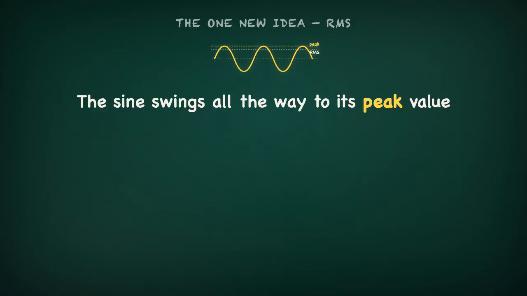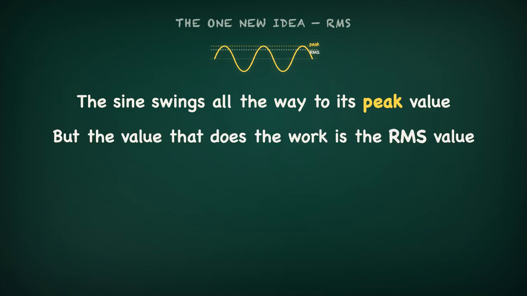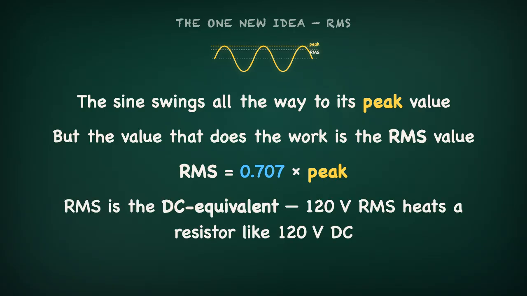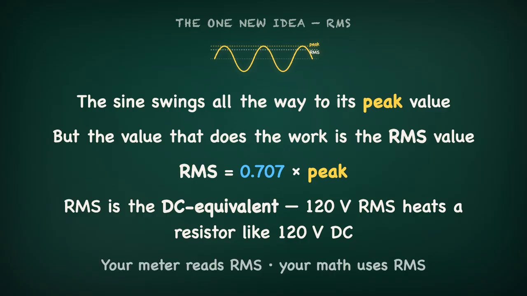Now, the sine wave swings all the way up to its peak value, but that peak only happens for an instant. The value that actually does the work is called the RMS value. RMS equals 0.707 times the peak. Why RMS? Because it's the DC equivalent. 120 volts RMS heats a resistor exactly like 120 volts of DC would. That's the key. Your meter reads RMS, and your math uses RMS. So Ohm's law still works. You just plug in RMS values.